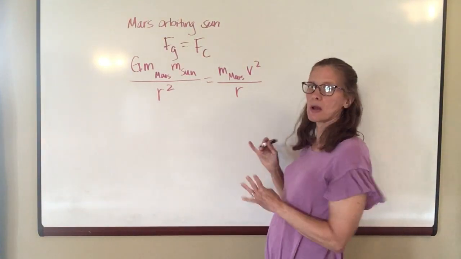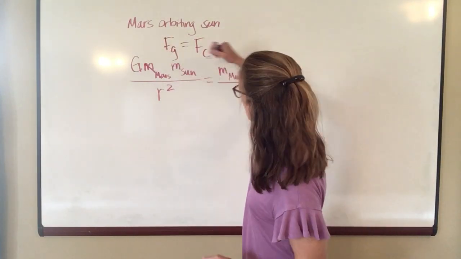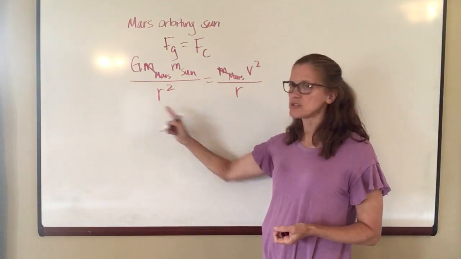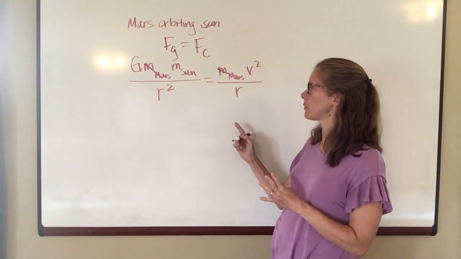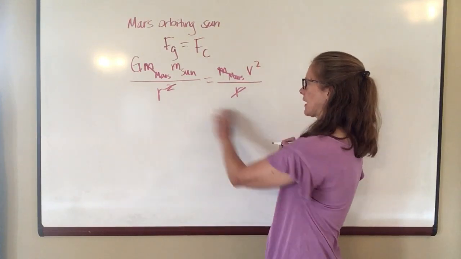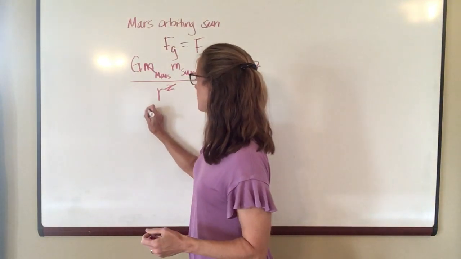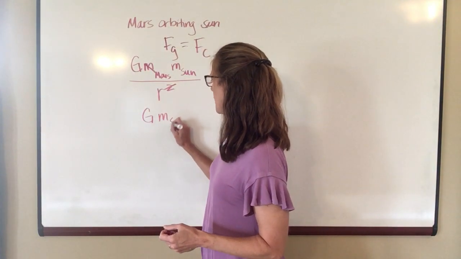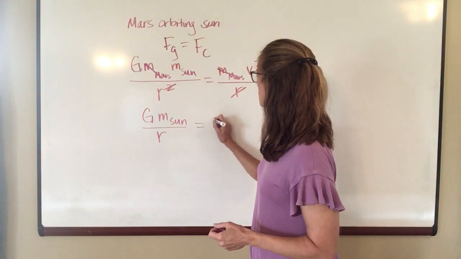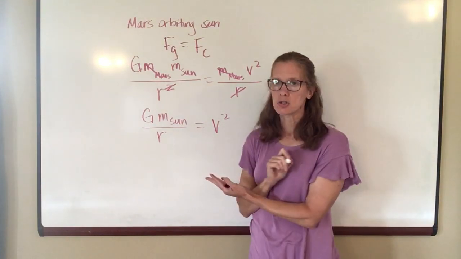Now, if I look at that, what I can see is that I have the mass of Mars on both sides. And so that is actually going to cancel out. I also have the distance from Mars to the sun on both sides. And so one of those is going to cancel out on this side, and it will cancel out completely on this side. So if I neaten this up, what does that look like? Well, I have the gravitational constant times the mass of the sun over the distance between Mars and the sun is going to be equal to the velocity of Mars squared. Okay, much simpler equation to work with now.